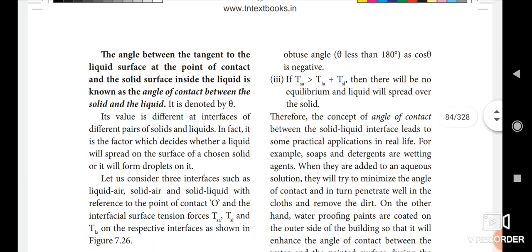Then the last case, that is the third case, here the TSA is greater than TLA plus TSL, that is, the tension of solid air is greater than TLA plus TSL, which means there will be no equilibrium. The liquid is not in equilibrium condition and the liquid will spread over the solid. So there is no angle of contact in that type of liquid, in that type of interfaces.